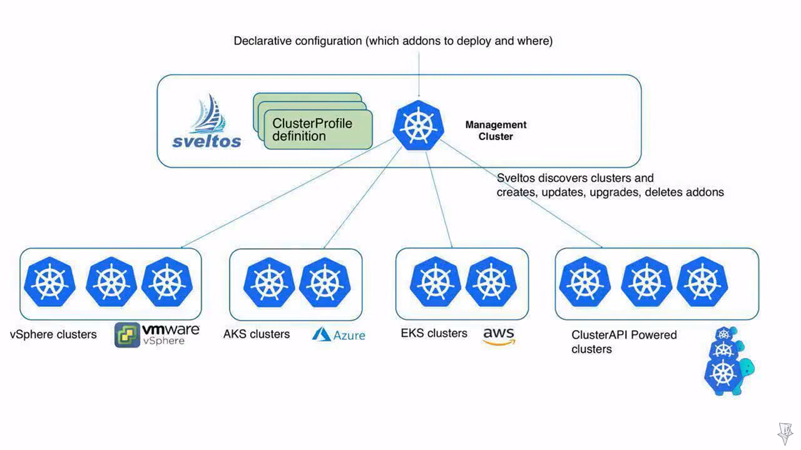Sveltos provides declarative API to deploy Kubernetes add-ons across a set of clusters. Sveltos has built-in support for Cluster API-powered clusters. This means that if Sveltos is deployed in a management cluster with Cluster API, no action needs to be taken for Sveltos to manage add-ons on Cluster API-powered clusters. Any other cluster, GKE for example, can be easily registered with Sveltos. After that, Sveltos can manage Kubernetes add-ons on all the clusters seamlessly.